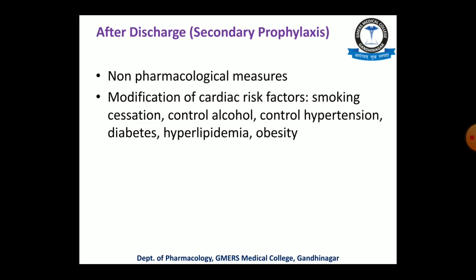Second is the modification of cardiac risk factors. Very important: smoking cessation, control of alcohol, and this deadly triad, diabetes, hyperlipidemia and obesity, must be controlled either with non-pharmacological or pharmacological measures, and obviously, last but not the least, control of the hypertension.